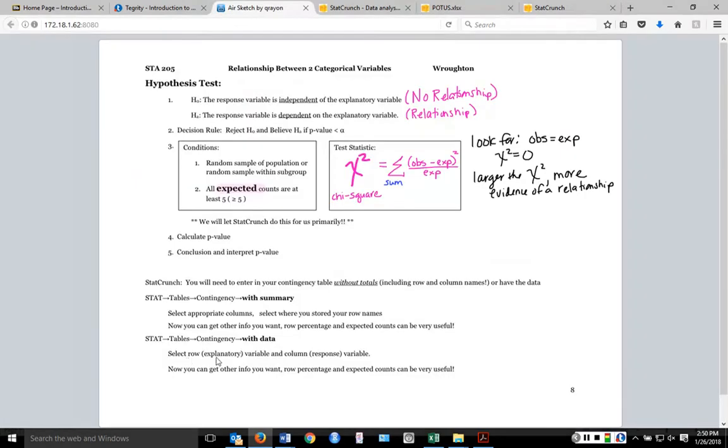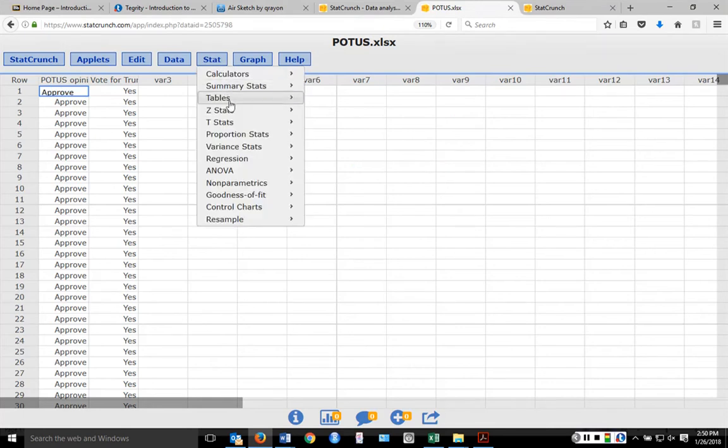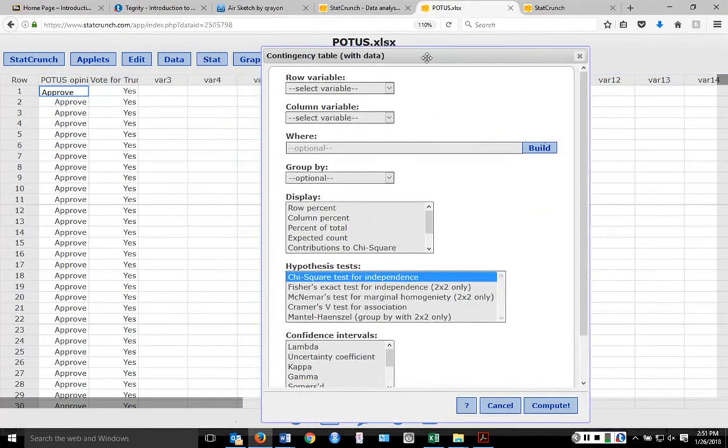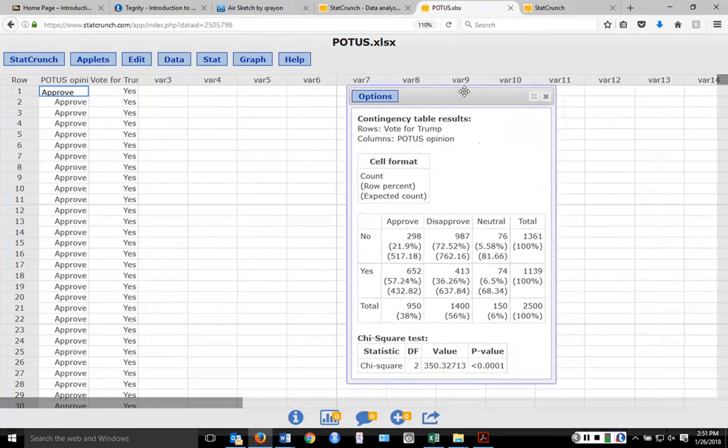Now we're going to be following that second set of options. So we're going to go to Stat, Tables, Contingency with Data. And here it looks a little bit different since your data is organized differently. I can say what my row variable is, which is my explanatory variable. That was whether or not they voted for Trump. My column variable, or my response variable, was their opinion about the president. And the same thing, I can click down here, my row percentages and my expected counts. We hit compute and get the same output that we had before.